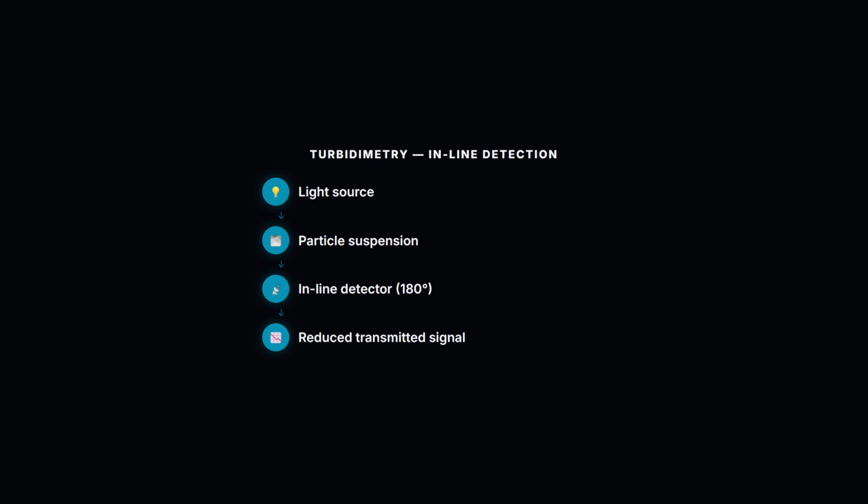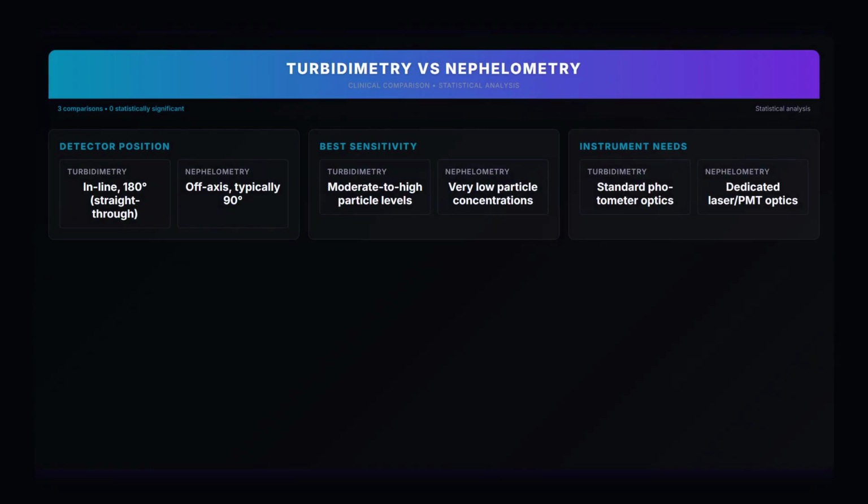Nephelometry takes a different geometry entirely. Its detector sits off to the side, typically at 90 degrees, catching light that particles scattered away from the main beam. That off-axis view gives it far better sensitivity at low particle concentrations, at the cost of needing dedicated, more specialized optics.